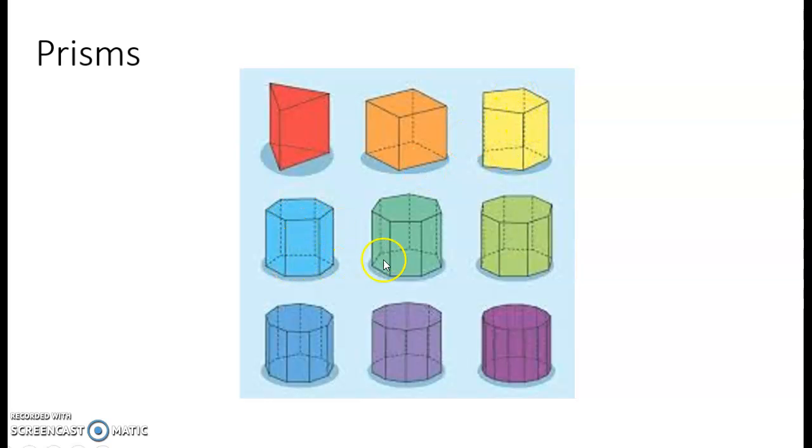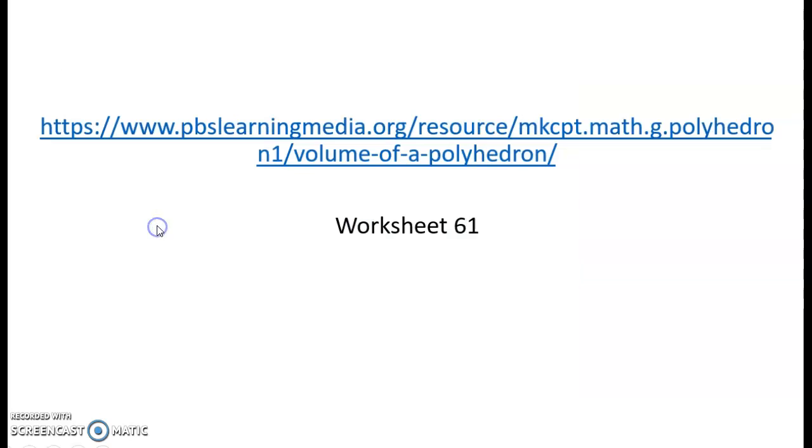This one's a hexagonal prism, heptagonal prism, octagonal prism, nonagonal prism, decagonal prism, and dodecagonal prism. Notice the common thing with the prisms: all of them have two identical bases, and then the connection between those two bases forms a whole bunch of rectangles around the sides of the prism.